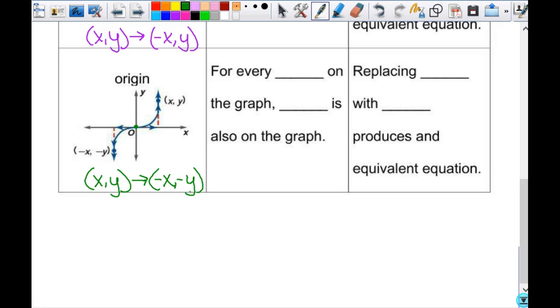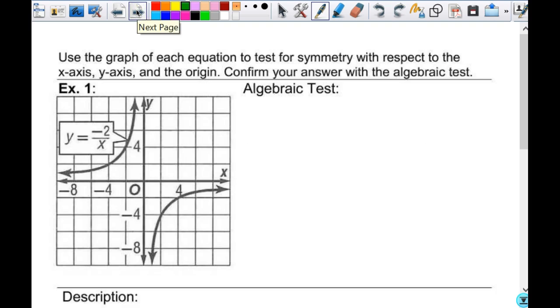Okay, so that means for every (x, y), there's a negative x, negative y. So the algebra test: you replace (x, y) with negative x, negative y. You should get the equivalent equation. So here's the good news. You're not going to have to do every single algebra test on every single graph. We're going to let you kind of, not assume, but decide by looking at it.